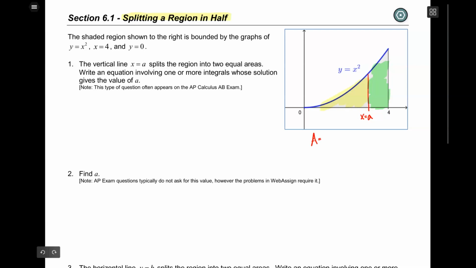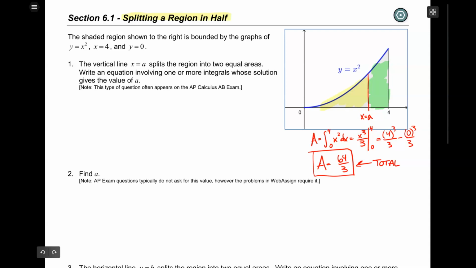That total area is going to be the definite integral from 0 to 4 of x squared dx. The antiderivative there is x cubed over 3. I have to go from 0 to 4. That means I'm going to plug in 4 and cube it, and subtract 0 from that. And that gives me, let's see, 4 cubed is 64, so an area of 64 over 3. So that original shaded area, the total, was 64 thirds.